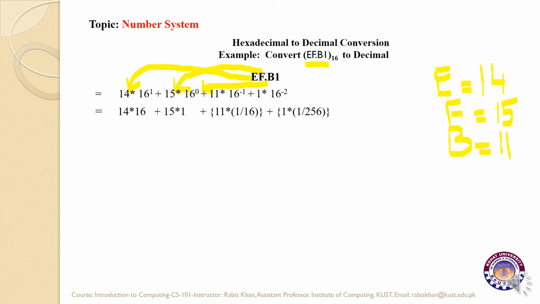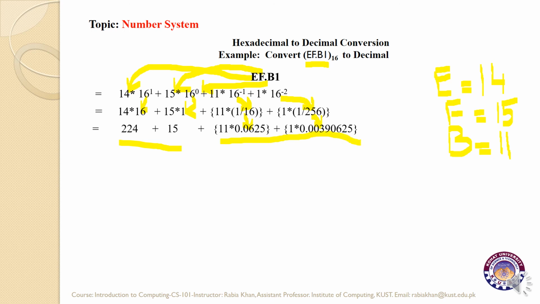So anything raised to power 0 is equal to 1. So 16 raised to power 0 is 1. 16 raised to power 1 is equal to 16. While 16 raised to power -1 can be written as 1 by 16, and 16 raised to power -2 can be written as 1 by 256. So after multiplication and division, these are the answers. 1 by 16 is equal to 0.0625 and 1 by 256 is equal to 0.00390625. After multiplying the integer and fractional parts, the results are this, and we add up all the products.